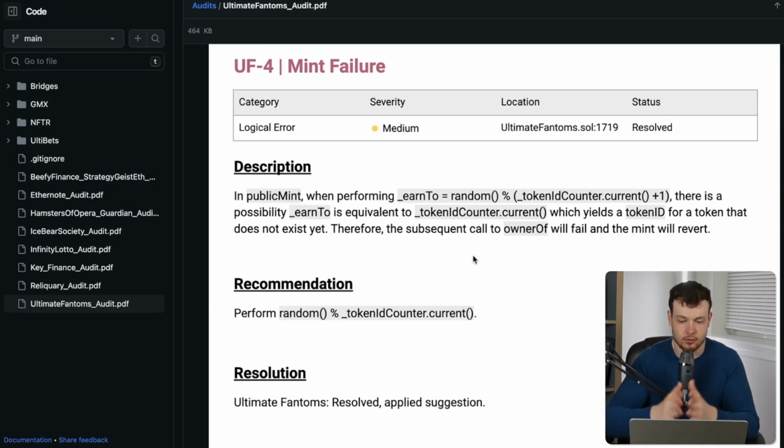Okay, fantastic. So here we are, we're looking at our third finding here, and this one has to do with an NFT project.